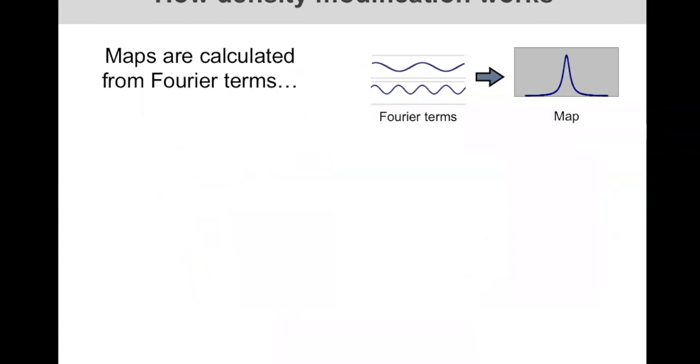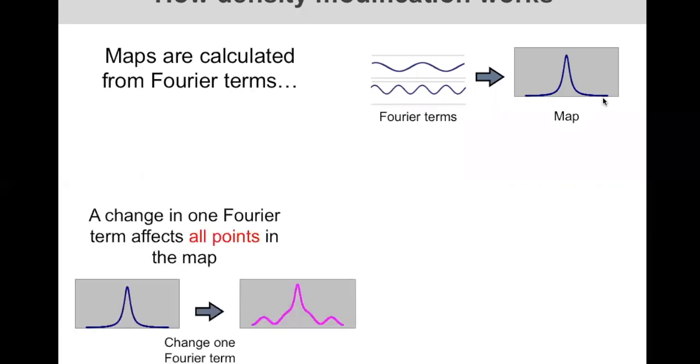So let's see exactly how this is done, and how can we possibly transfer information from one part of the map to the other. So maps are calculated in cryo-EM, as in crystallography, from Fourier terms. So I've shown some mock Fourier terms and a map that consists of one little peak. The key idea here is that if we change one Fourier term, that affects all the points in the map. So here I changed one Fourier term, actually I took one out, and notice there's ripples throughout the map.